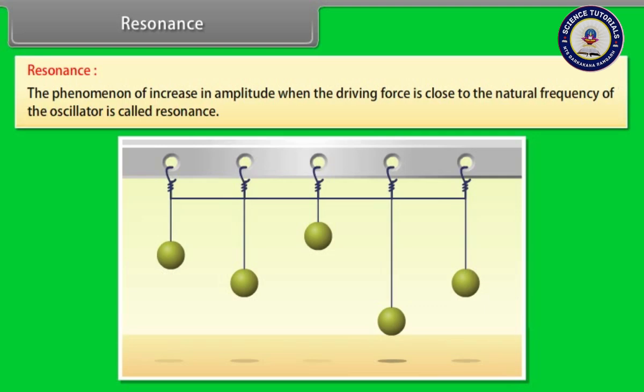The response of pendulum 4 is in contrast to this set of pendulums. It oscillates with the same frequency as that of pendulum 1 and its amplitude gradually picks up and becomes very large. A resonance-like response is seen.